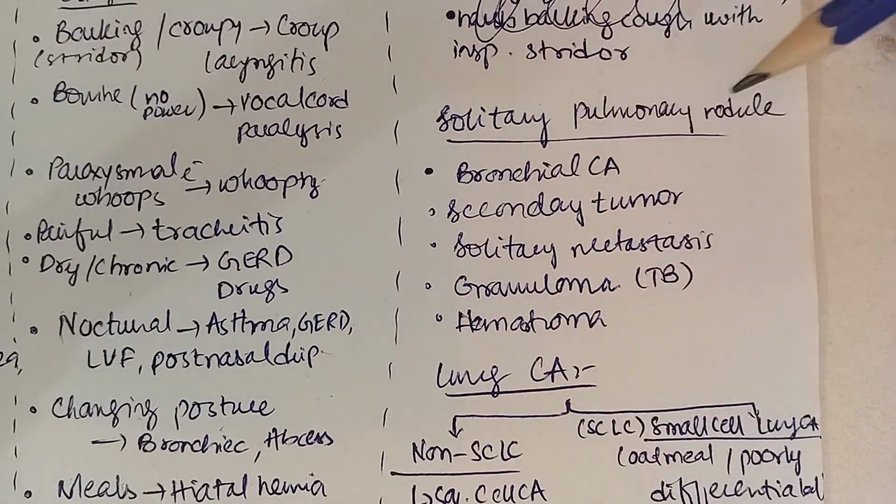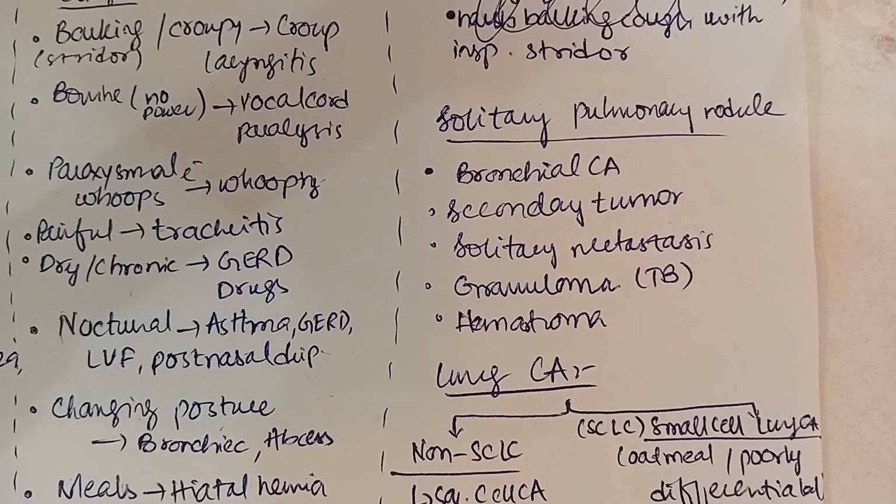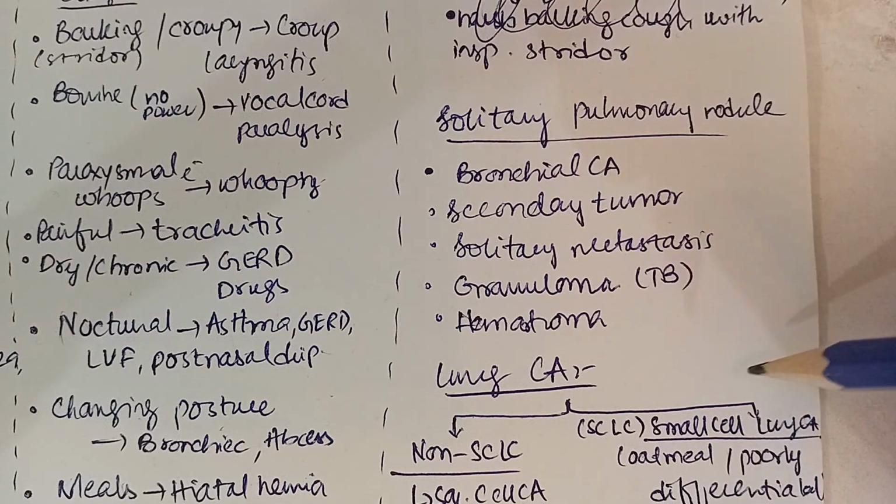So, if we see a solitary pulmonary nodule on chest X-ray, it can be due to bronchial carcinoma. Secondary tumor can also be there, solitary metastasis, granulomas in TB, or hamartoma. These can be the differential diagnosis of a solitary pulmonary nodule if we see it on chest X-ray.